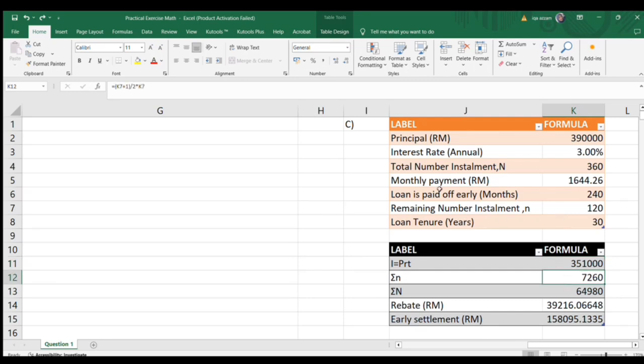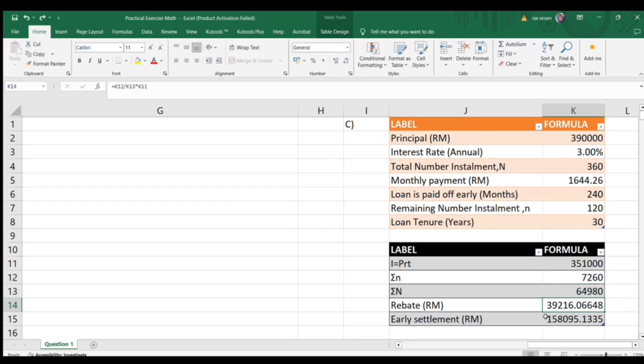For the sum of remaining number of installments, I use this formula in Excel. I take the value of 120 add 1 to it, then divide it by 2, and then multiply it by 120 months. And then I will get this value. The next one is sum of total number of installments. I use this formula in the Excel. I will take 360 add 1 to it, divide it by 2, then multiply it by 360 months. And then I will get this value.